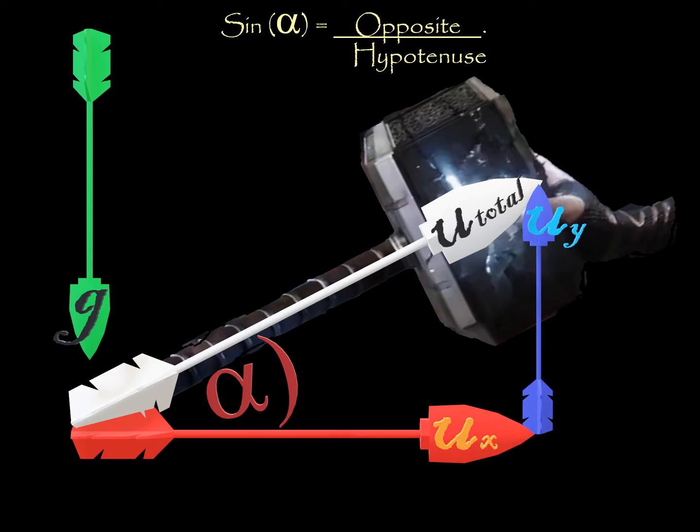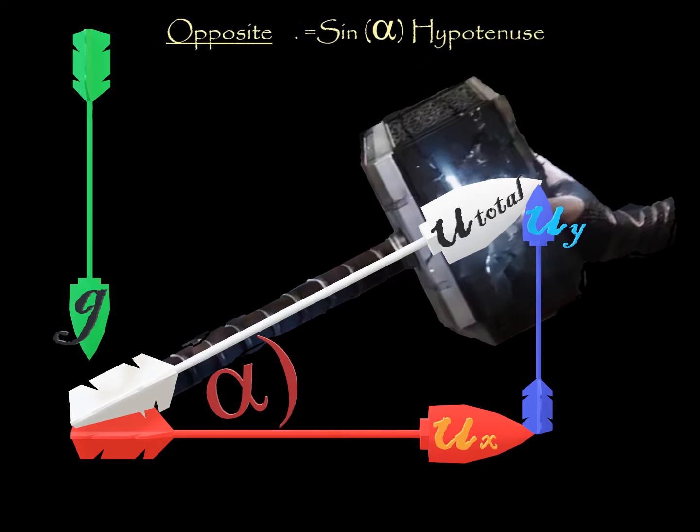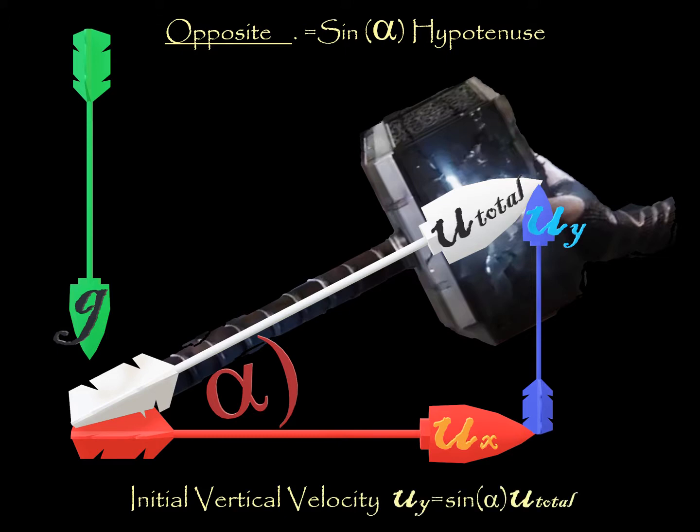Sine of alpha equals the ratio of the opposite side, uy, over the hypotenuse, u total. Rearranging, the opposite side is equal to sine of alpha times the hypotenuse. Basically, the vertical velocity of Thor's hammer is the sine of the angle of throw times the speed of throw.